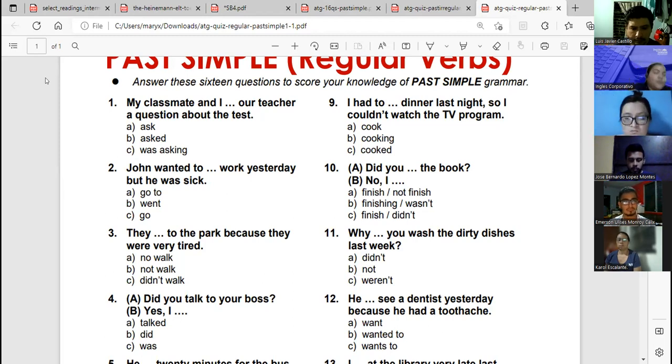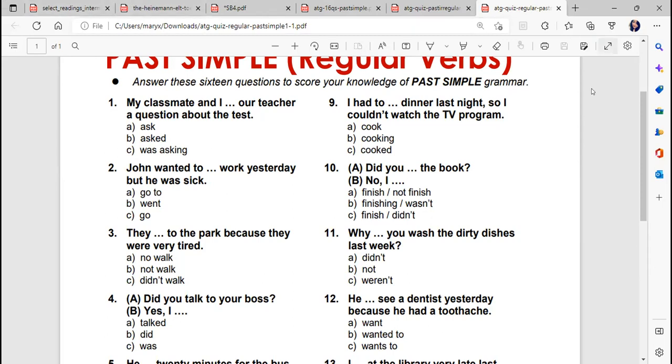Pablo, are you participating? Are you ready? Okay, now let's go ahead and check. Let's start with you, Joanna. Question number one and two. My classmate and I asked our teacher a question about the test. Okay, very good. Asked. Repeat. Asked. Okay. Very good. John, what is the pronunciation? Continue. John wanted to work yesterday, but he was sick. Okay, very good. Wanted. That's perfect.